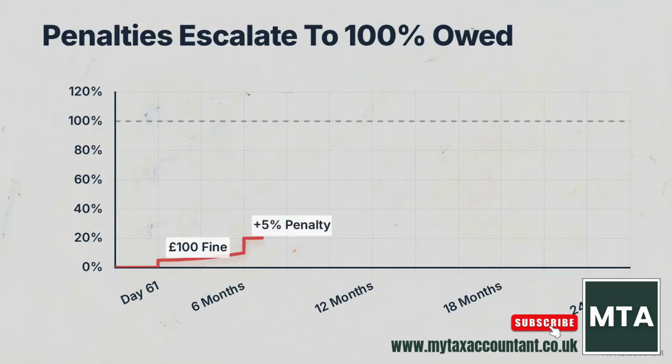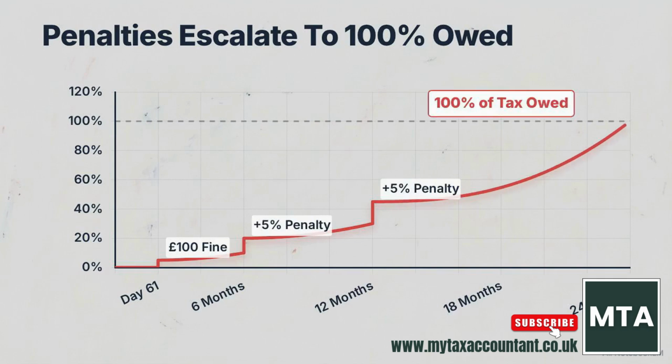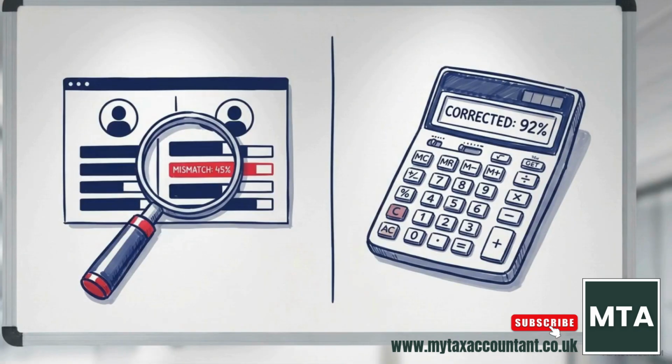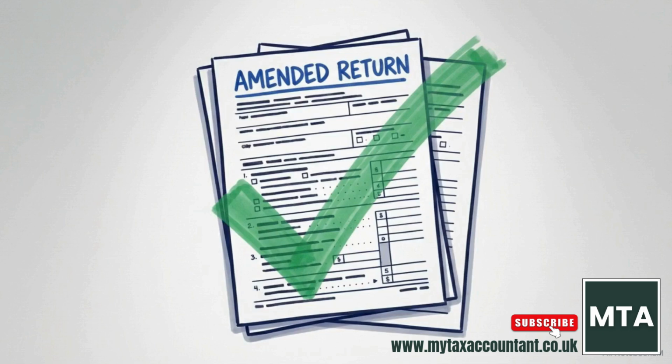From there, daily compounding interest begins to accrue on your unpaid tax, and over time, penalties can escalate to 100% of the total tax you owe. We are going to walk through the exact diagnostic process to fix these rejections. Step by step, we will uncover the specific error, recalculate your actual tax liability, and select the precise amendment pathway required to get your return accepted.